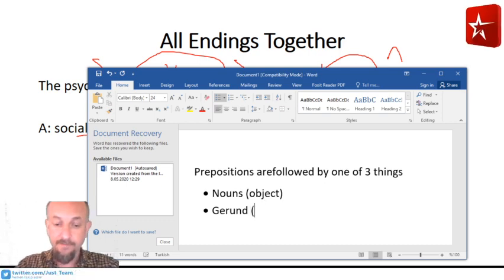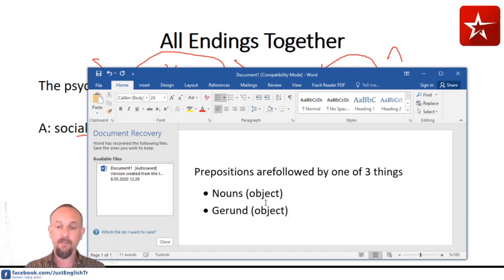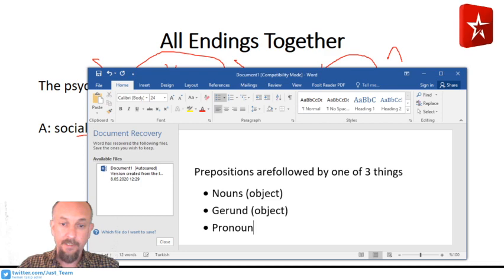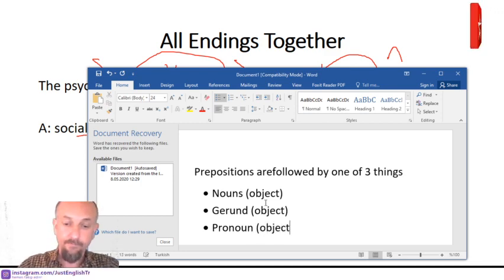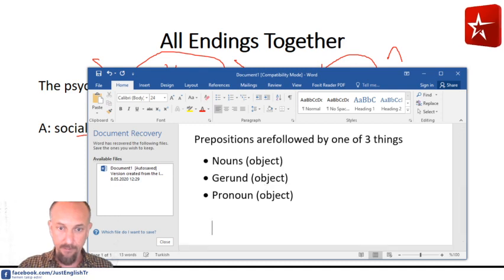Again, the gerund has to be in an object position. We can't use subject gerunds. And the last one is a pronoun. And again, the pronoun has to be in the object position. I'll write an example below so you get a better idea.